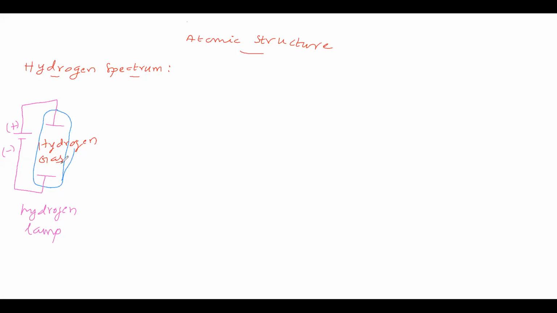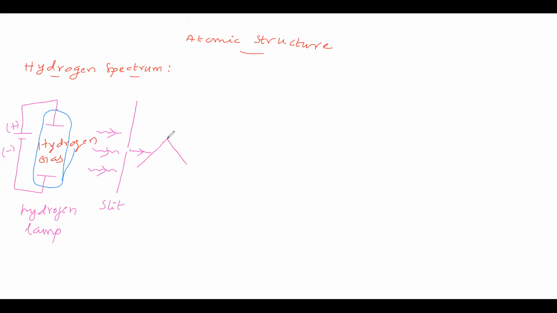In this hydrogen lamp, we have taken hydrogen gas. We are passing discharge, we are giving current, so it is emitting radiation. This emitted radiation is passed through a slit. We are placing a slit here. Now the emitting radiation is coming out.